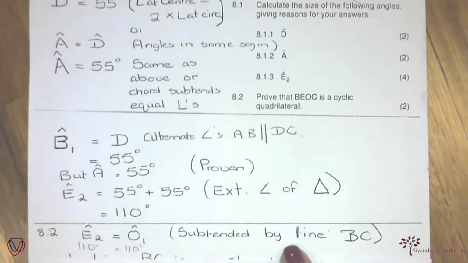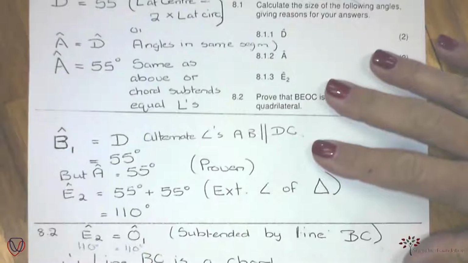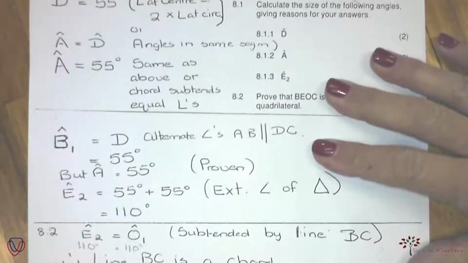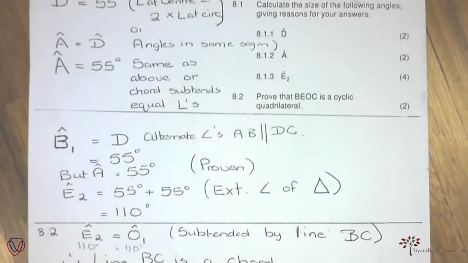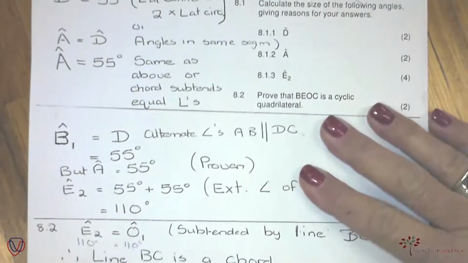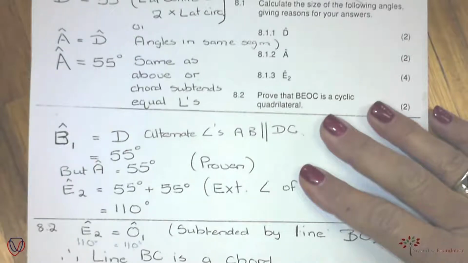they are subtended by line BC. We cannot call it a chord yet because we haven't proven this a cyclic quad. Be very careful with your proofs. Then you say, therefore, line BC is a chord. Therefore, EBCD is a cyclic quad. And the reason: two equal angles subtended by the same chord. Two angles subtended by the same chord.